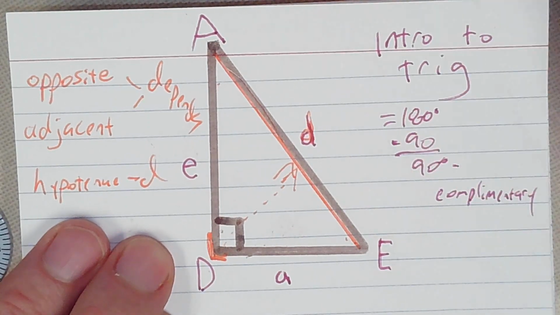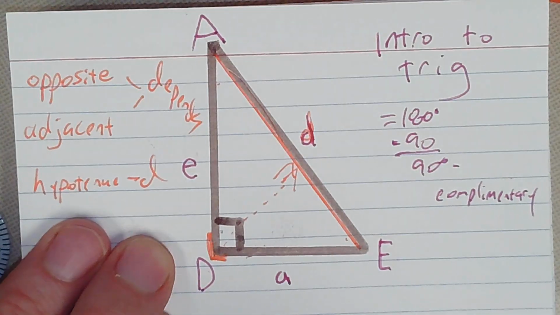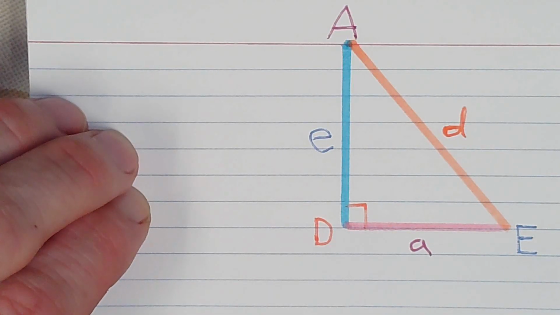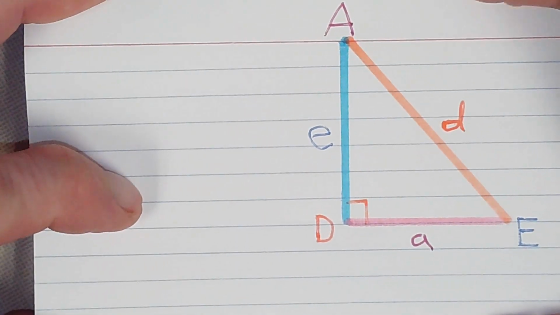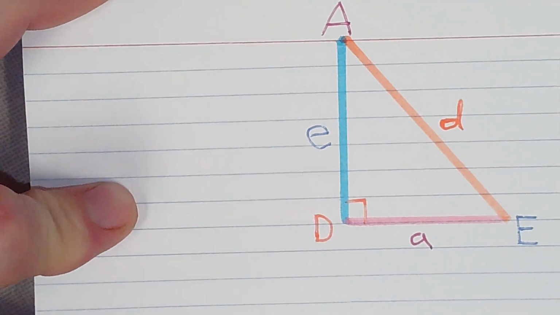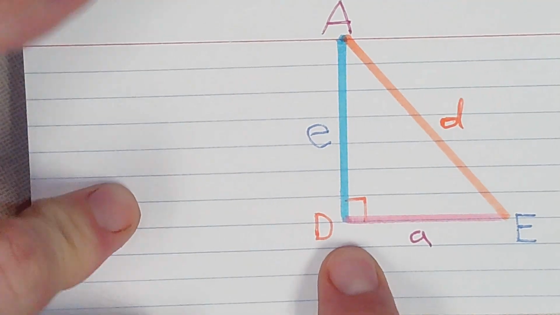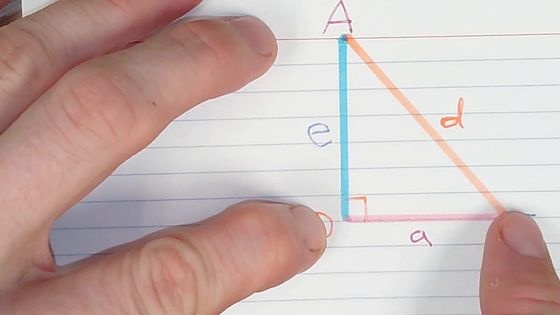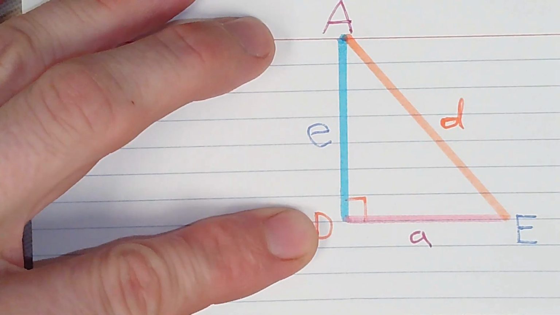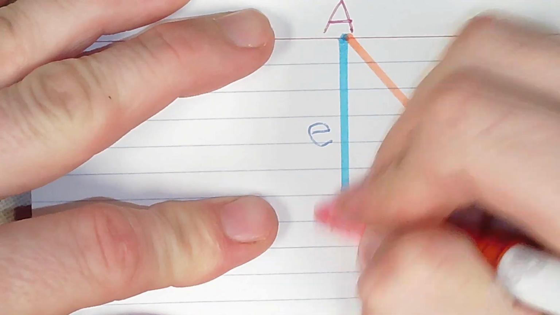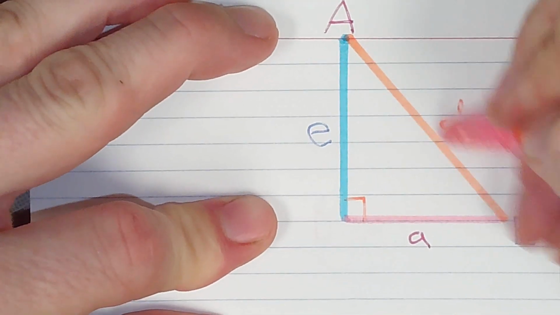So let's move on to a new note card. Okay, so now I have a new card here, and I've rewritten my stuff on it. I even color-coded it. All right, so I have D as my right angle still, and my hypotenuse is orange, and it's labeled D for hypotenuse. I guess I could label that H. I'll relabel that as H to make it easier for everybody.